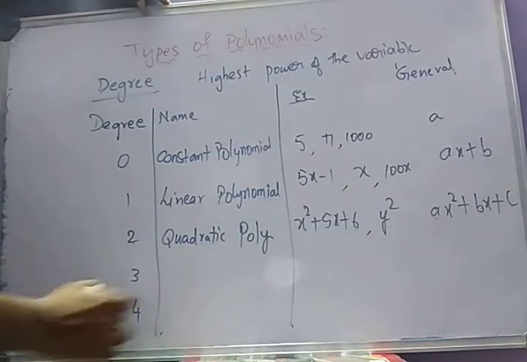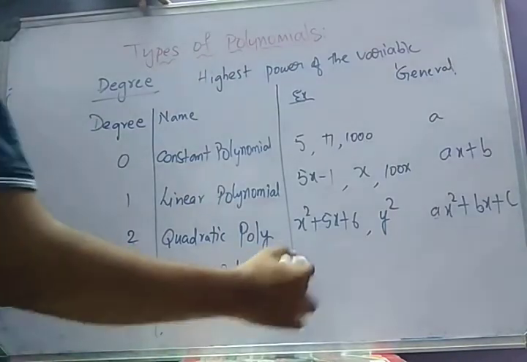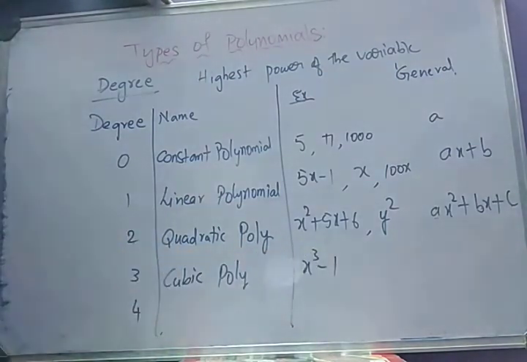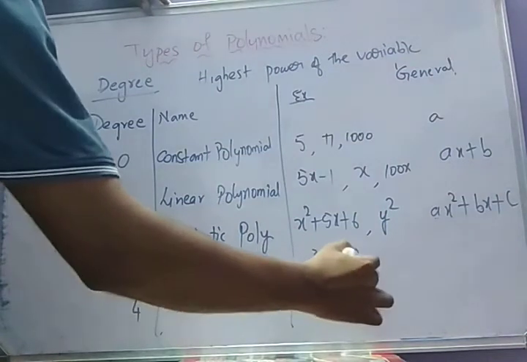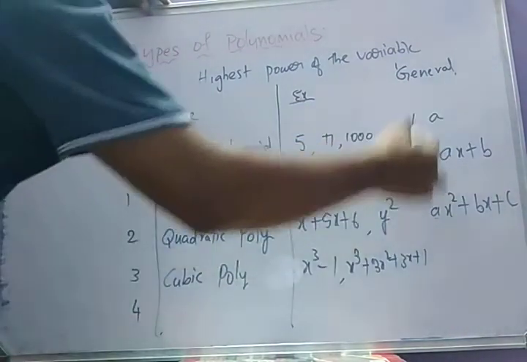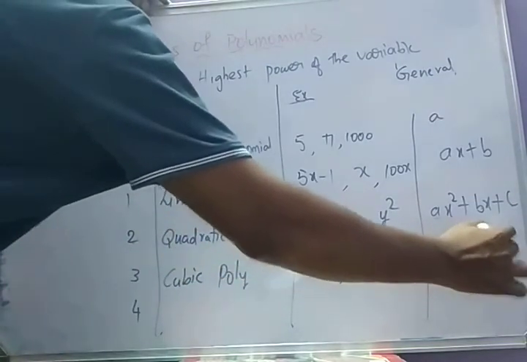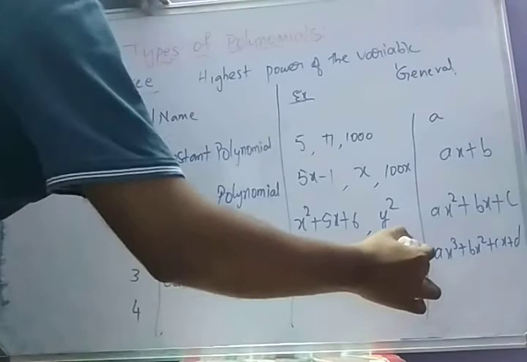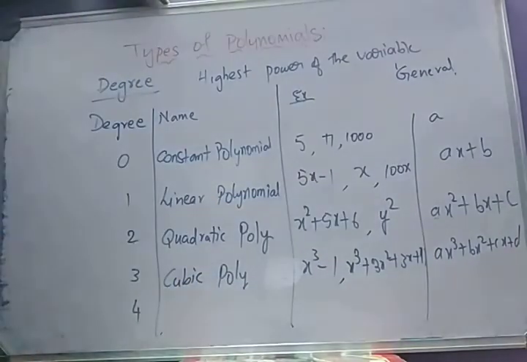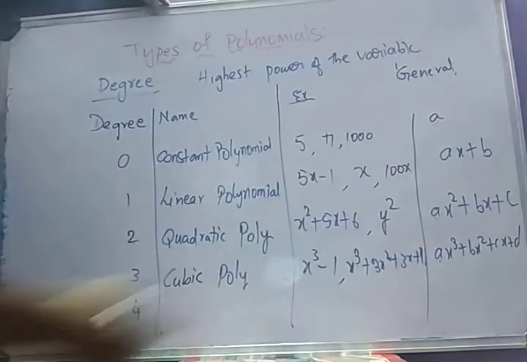Next, if the degree is 3, it is called a cubic polynomial. Example, x cube minus 1 or x cube plus 3x square plus 3x plus 1, where the general form is ax cube plus bx square plus cx plus d, where all the coefficients a, b, c, d are real numbers and a should not be equal to 0.